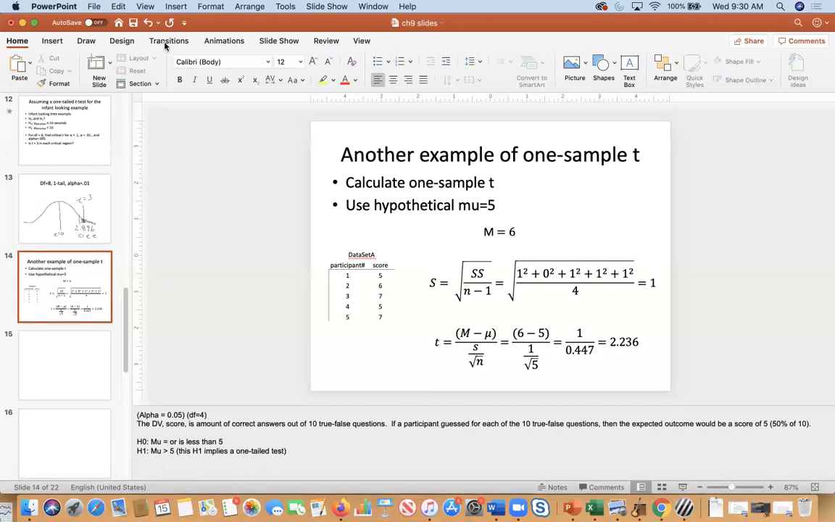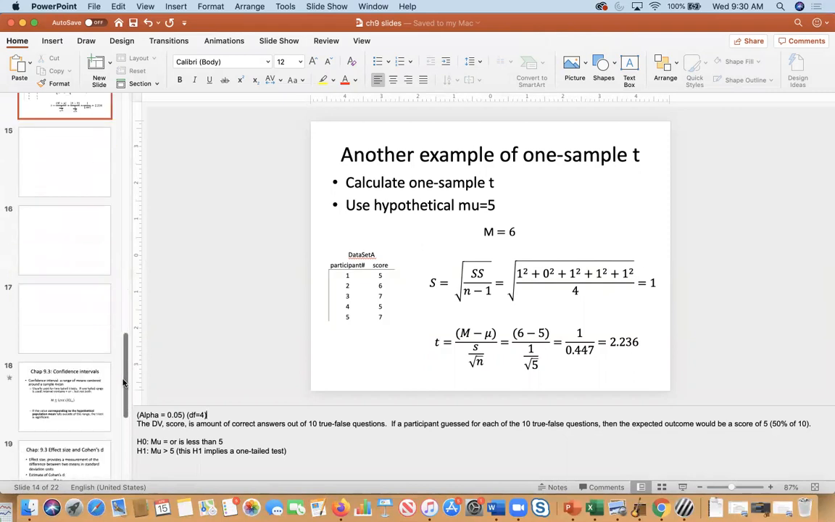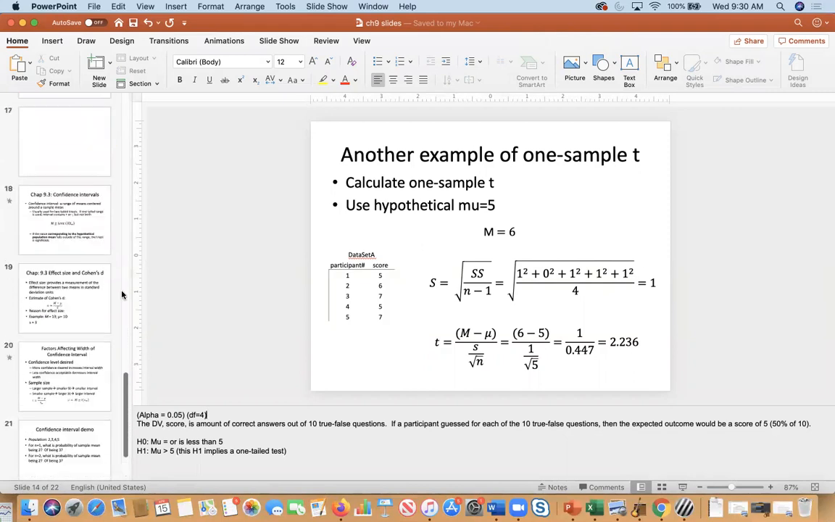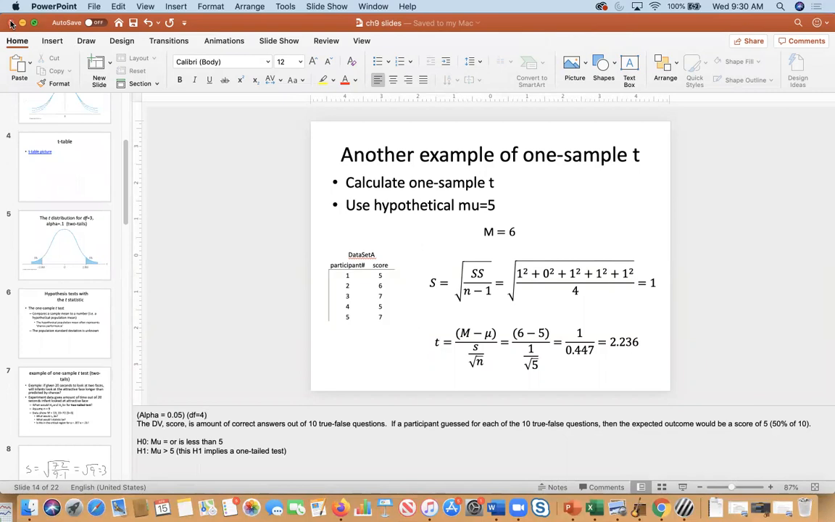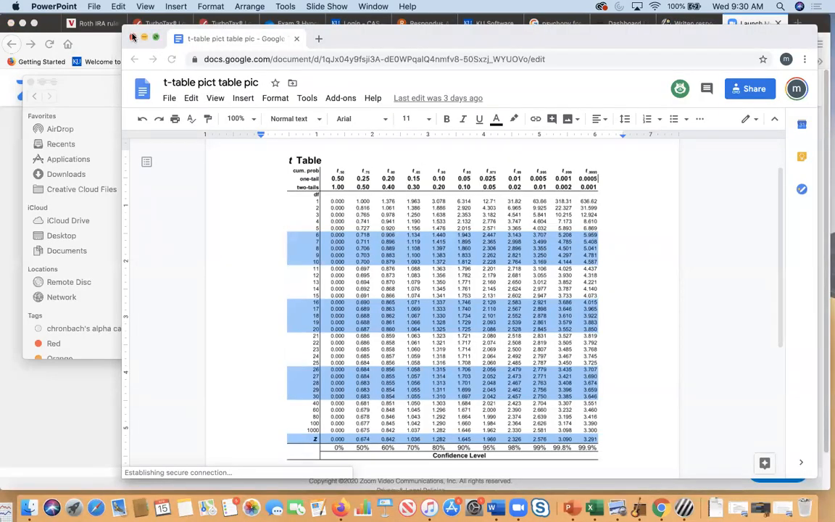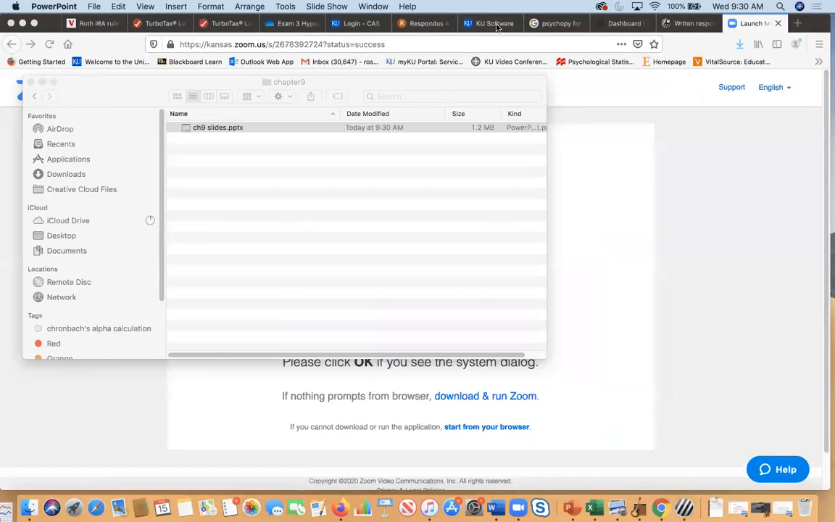Good. So that is it for chapter 9 stuff. Now we'll go over the test. We'll be doing paired samples t-tests next time. All right, so I'm going to turn off the sharing because I am going to be looking at the test.